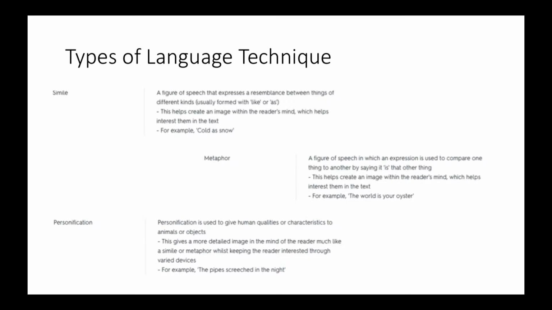Personification. A personification is used to give human qualities or characteristics to animals or objects. This gives a more detailed image in the mind of the reader, much like a simile or a metaphor, whilst keeping the reader interested through varied devices. For example, the pipes screeched in the night. Apparently pipes don't actually screech, that is a human quality.